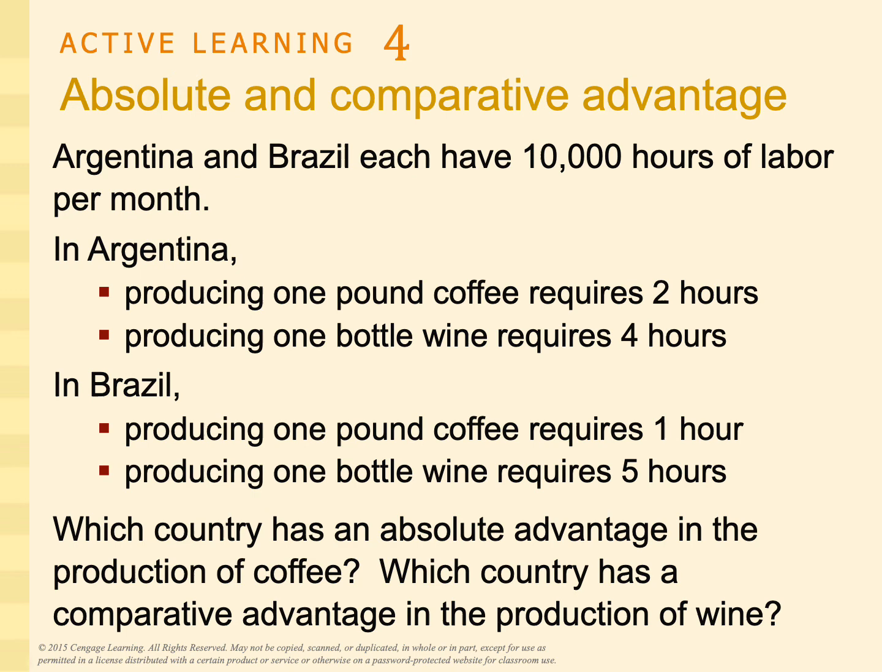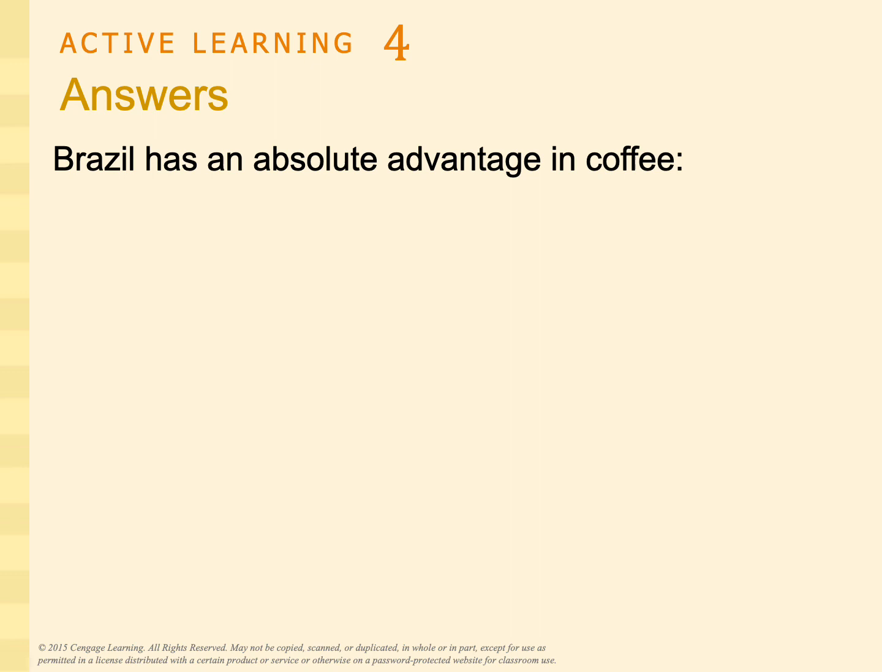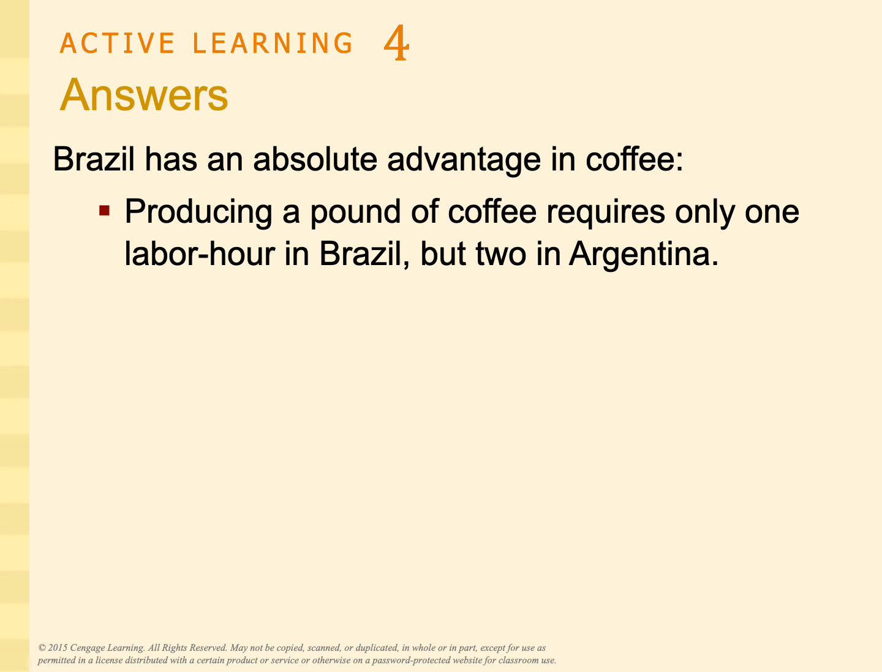All right, so let's take a look at the answers. As it turns out, Brazil has an absolute advantage in coffee. And that's because producing 1 pound of coffee in Brazil only requires 1 hour of labor, while in Argentina, it requires 2. So Brazil has the lower resource cost of producing coffee, so it has the absolute advantage. But of course, we know now that what we really care about is comparative advantage, right? Looking at opportunity cost instead of resource cost.